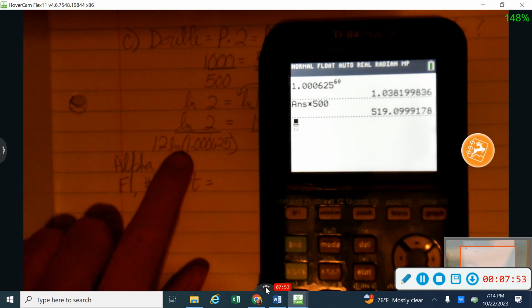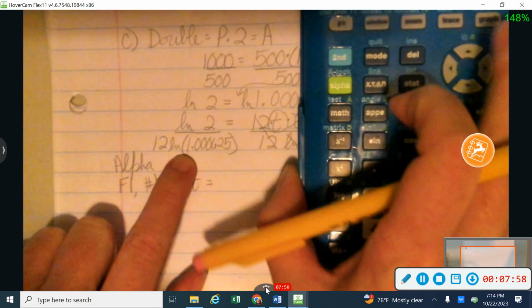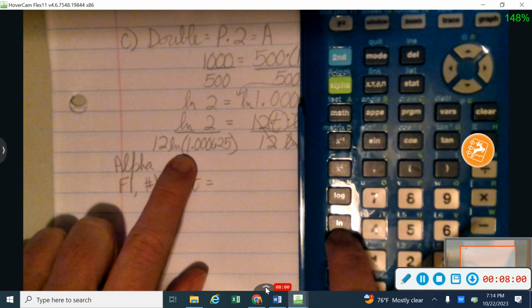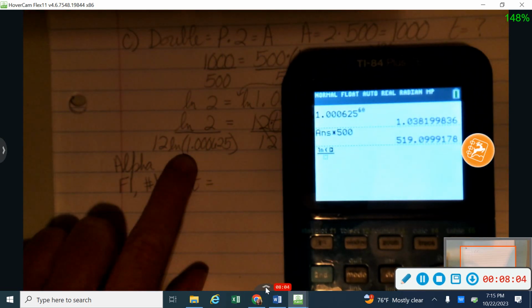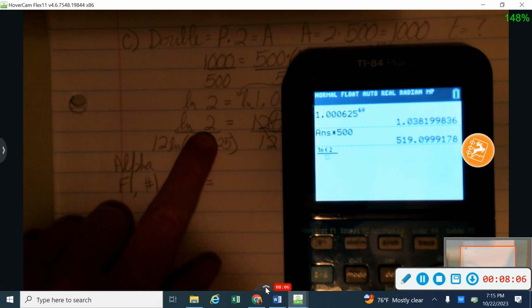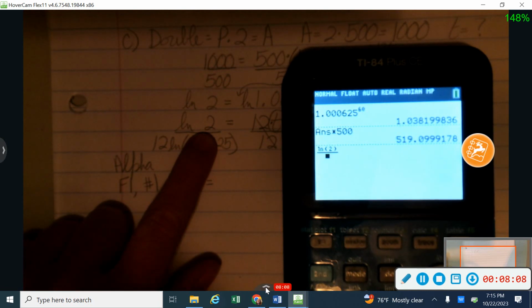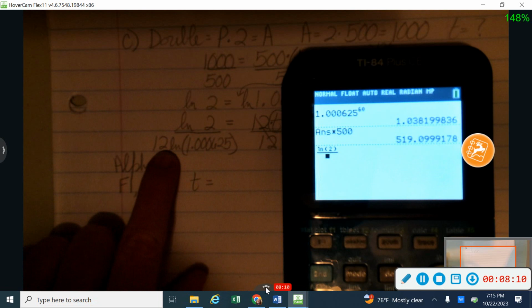It kind of changed into a funny color on my paper here. I'm going to put this in right here. So I'm going to start with my natural log. Natural log is right here next to the 4. So I'm going to push natural log. And it automatically opens up parentheses for me. So I'm going to put in my 2 and close the parentheses. And on the bottom, sorry, to move to the bottom, I used my down arrow key.